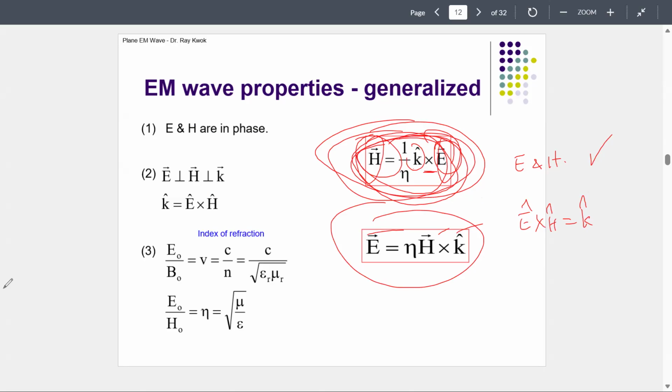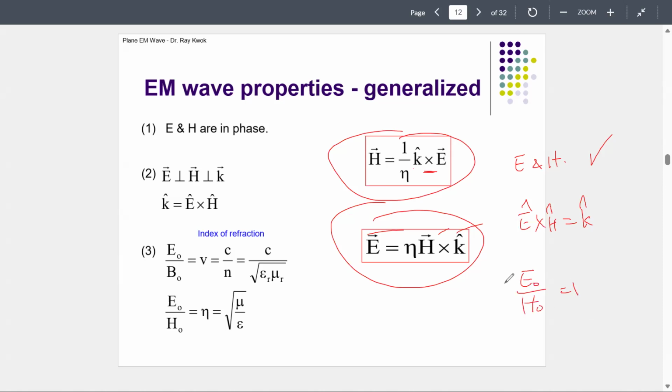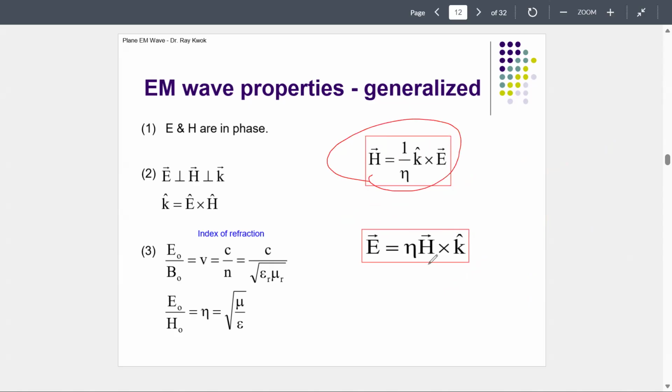And as far as the last rule out of the three, E naught over H naught is eta. Now if you look at this expression, this is a hat. What is a hat? Unit vector. What does unit vector mean? The magnitude is 1. So that doesn't contribute to your magnitude. So that means the magnitude of E over the magnitude of H is eta. And that's basically what it says. So one simple equation includes all three rules right here. These two expressions are listed in your formula sheet also.